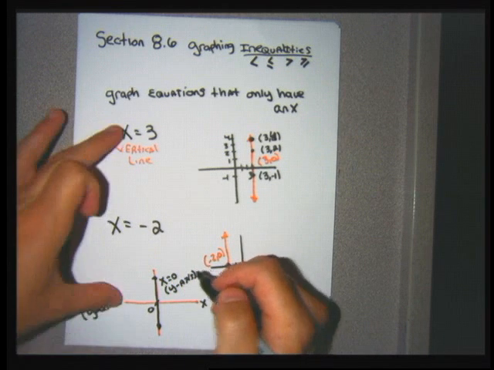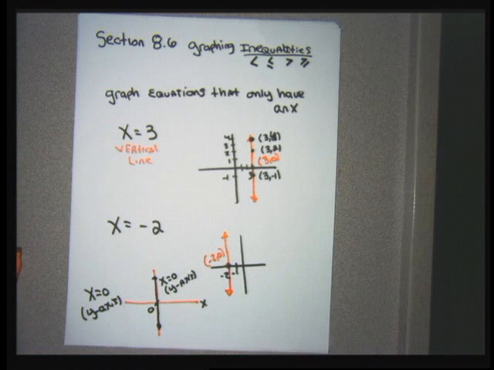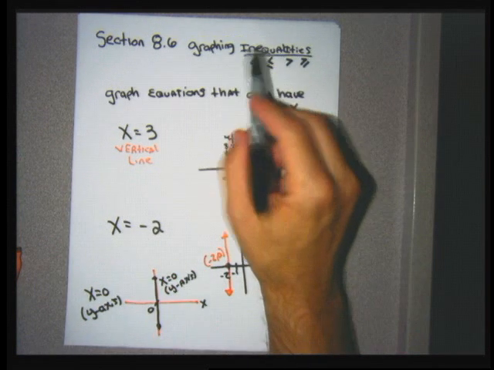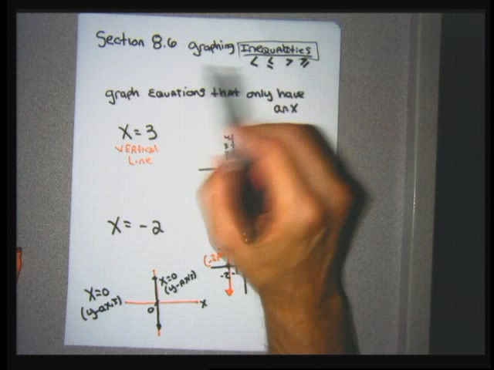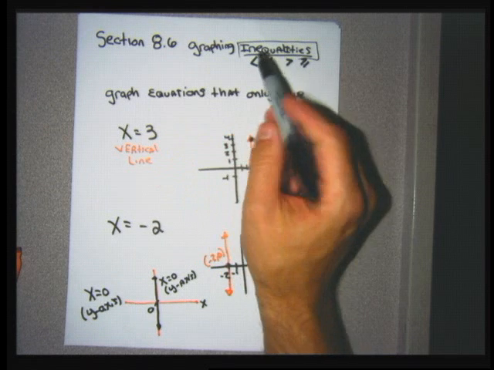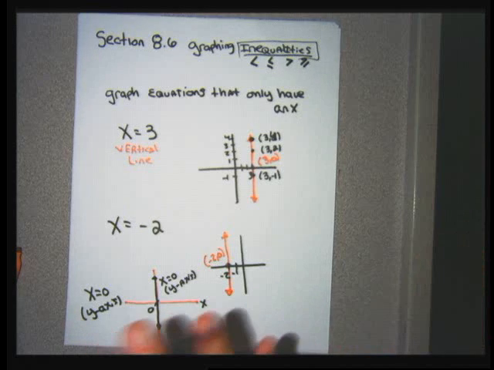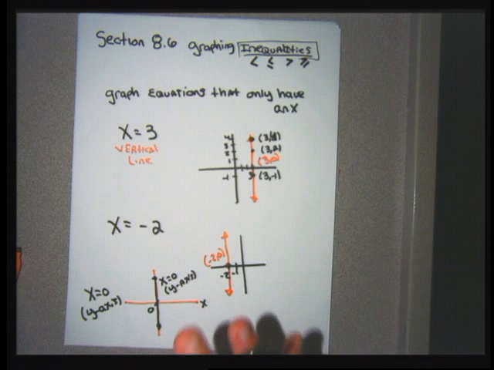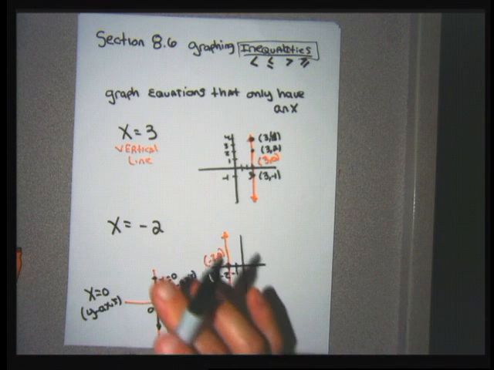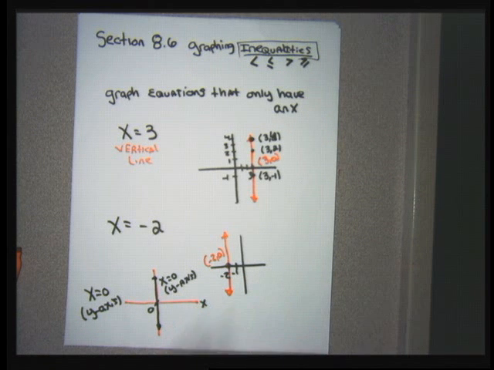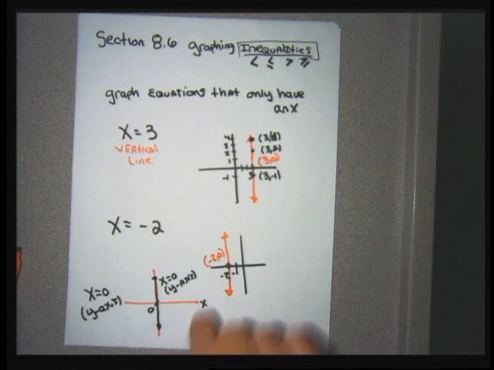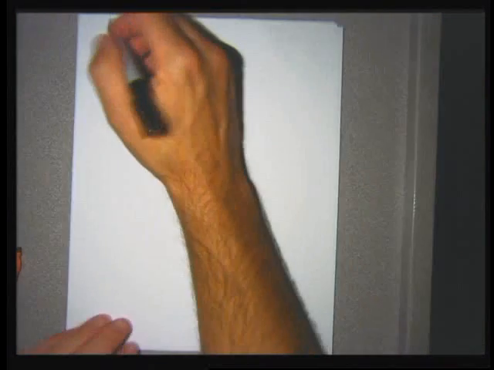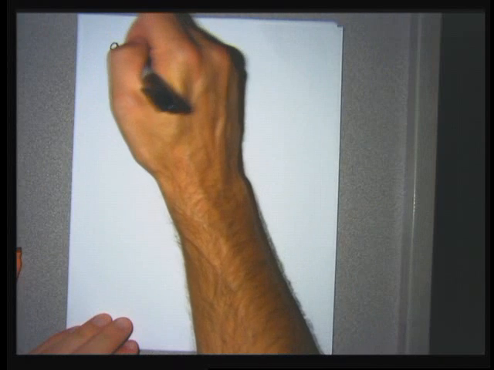None of these would be problems that come up in 8.6 because every problem in 8.6 has an inequality symbol. All of these have an equal sign, which is not an inequality, it's an equality. But nevertheless, you need to be able to graph equations that only have x before we get into section 8.6. And similarly, you need to be able to graph equations that only have y. And so I should do those too. I guess if you know one, you get the other.